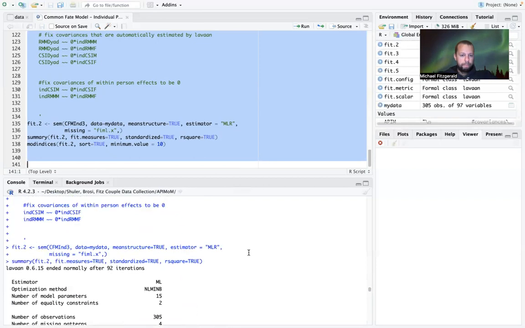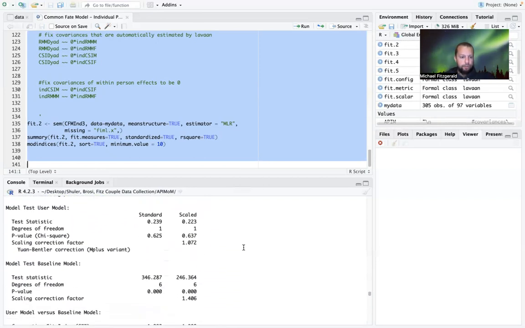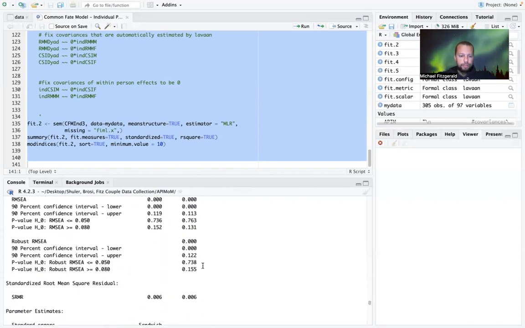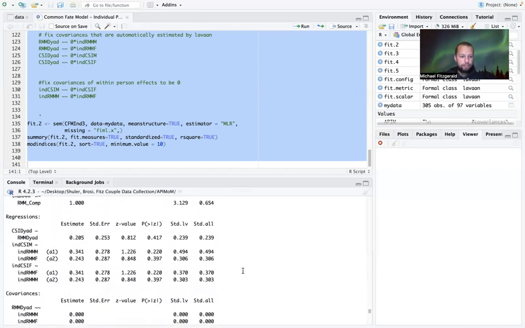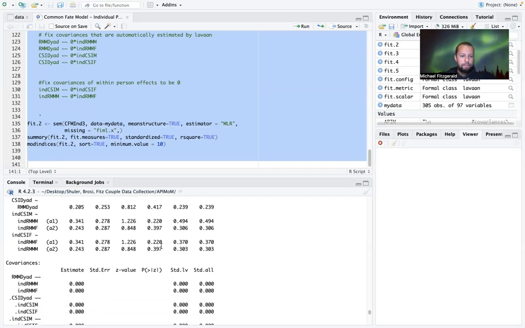All right. So again, we're going to have 1 degree of freedom, so that will not change. We'll scroll down and skip over the fit indices, and we are just going to look at those actor and partner effects. All right, and so we are now looking at right here and right here.